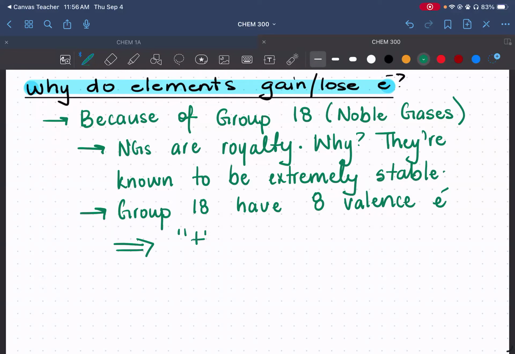This leads to what's known as the octet rule. The octet rule explains the idea that elements want to resemble royalty. They want to resemble group 18. So they will do whatever needs to be done to have 8 valence electrons. This is what's known as the octet rule.